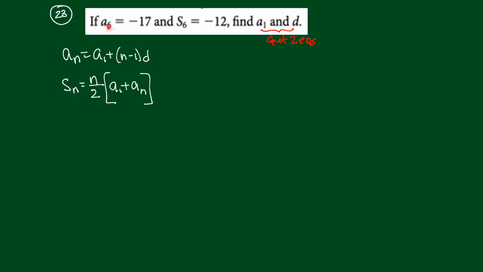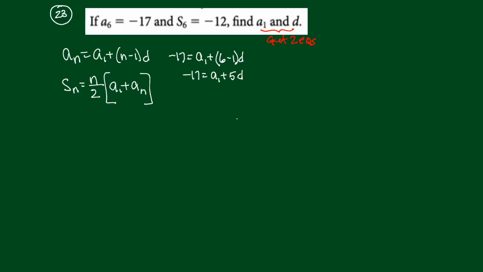With this first piece of information here, I know this. When n is 6, the term number, the sixth term is negative 17. So I'm going to use this formula right here. And what I can write is this. A sub 6 is negative 17. That's equal to A1, which we don't know, plus n minus 1. Now what is n? Well, n's right there, it's the subscript. A sub n is 6. So I'm going to put a 6 right here, minus 1 times d, which we don't know. So we can simplify. Negative 17 equals A1 plus 5d.